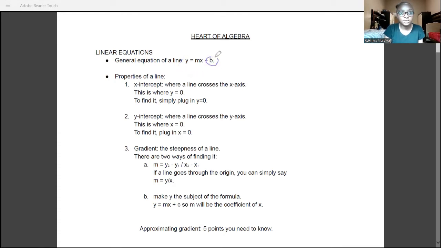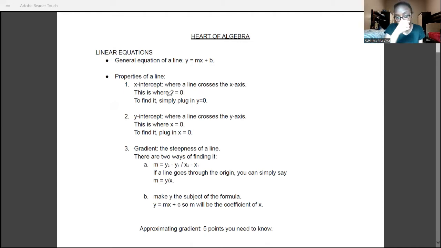Doesn't matter what letter is used here. The point is that this is just a constant. So we have our y, our x, which are our variables. Then we have m, which represents the gradient, and we have b, which represents our y-intercept. So let's break this down. So the properties of a line, you have your x-intercept, your y-intercept, and your gradient. Okay, so your x-intercept is the point where the line crosses the x-axis, which is why it's called the x-intercept.